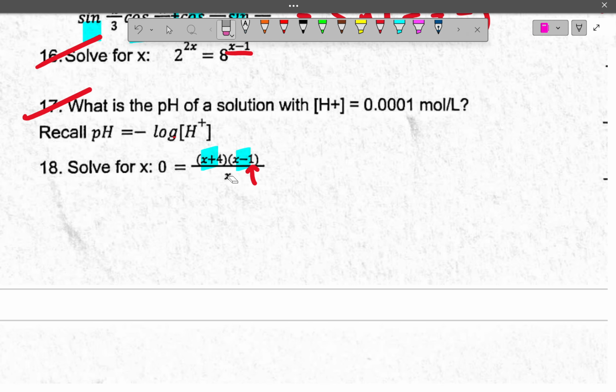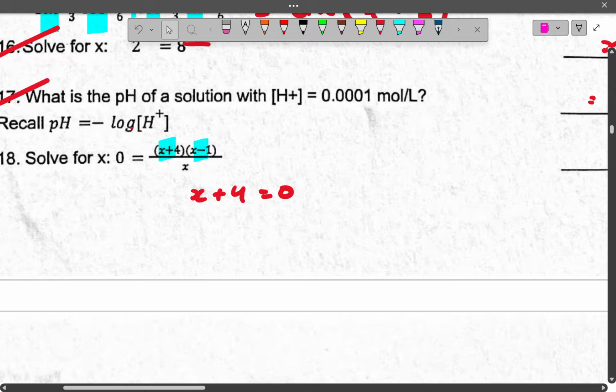The first case where this would be equal to 0 is if x plus 4 is equal to 0. That's only true if we move 4 to the other side: x is equal to negative 4. So there's one solution.